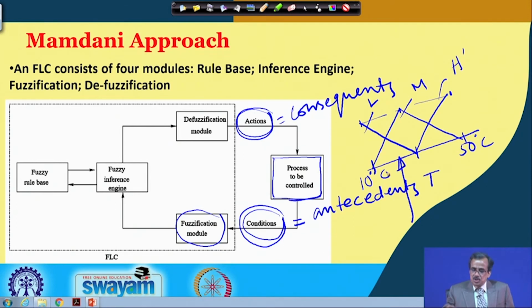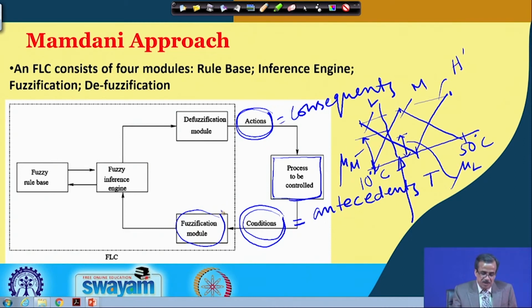So, what you can do is find out, corresponding to this particular temperature, what is the membership function distribution for the low, and what is the membership function distribution for the medium. So, this is the membership function distribution corresponding to the low temperature, and this is the membership function distribution corresponding to the medium temperature. Now, this particular task of determining the membership function value is nothing but fuzzification.